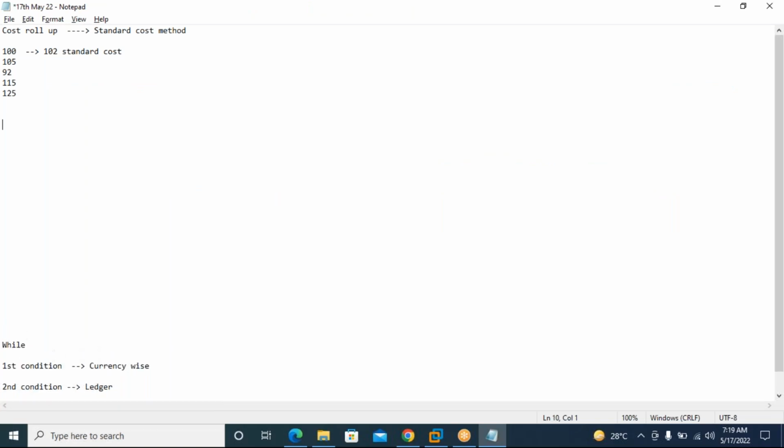Suppose you are purchasing at the rate of 115. Now inventory value will be updated at 102, and purchase price variance will be posted as 13, and the vendor account will be posted at 115. Got it? Always inventory value is 102.